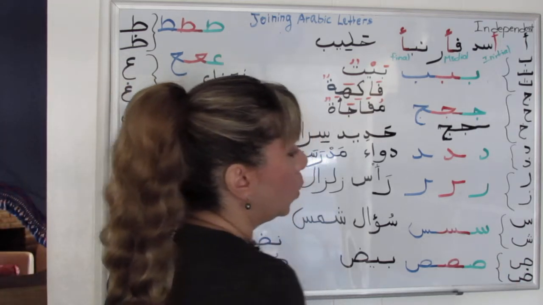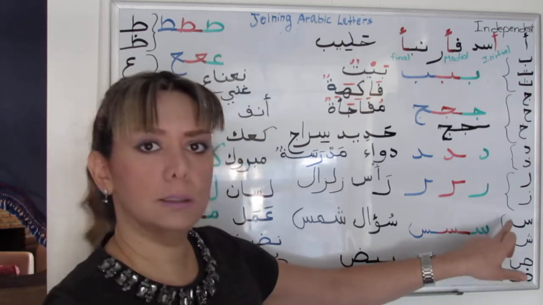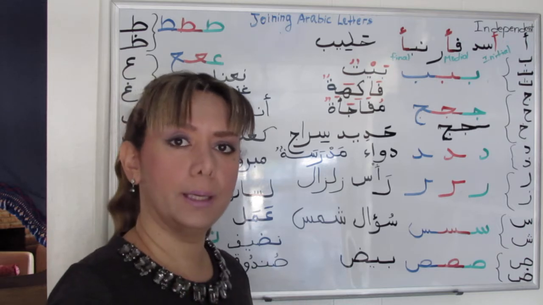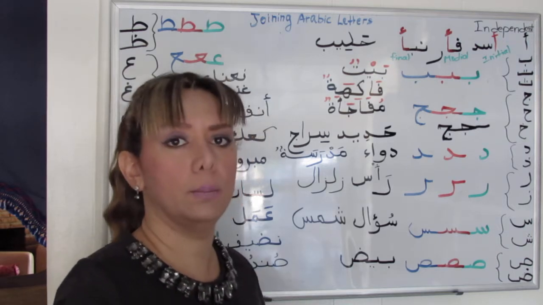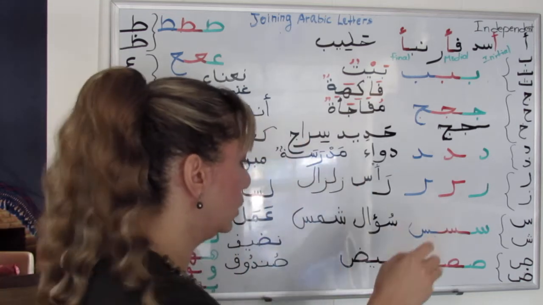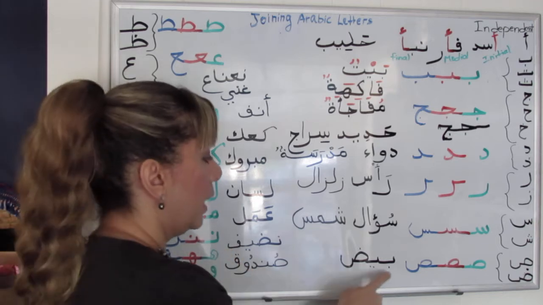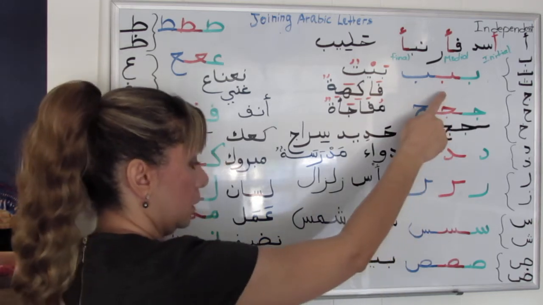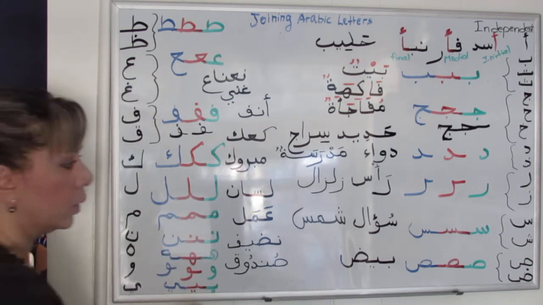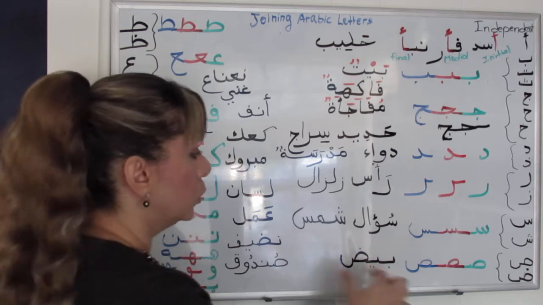Sad and dad also. The loop part is like sin and sheen. We get rid of it when it's in the beginning or the middle, and we keep the whole shape in the end with a little link before. Bayd, eggs. We have ba, like here in the beginning, ya in the middle form, and dad, the whole shape, bayd.